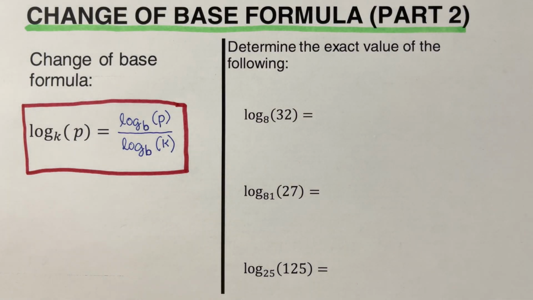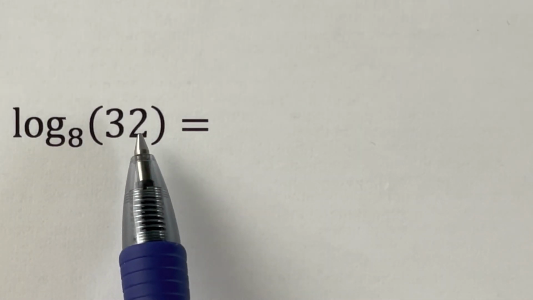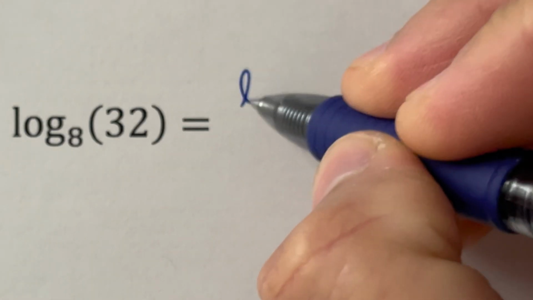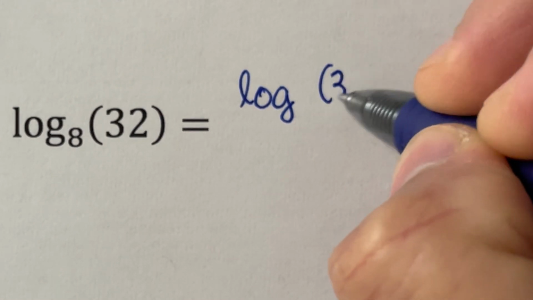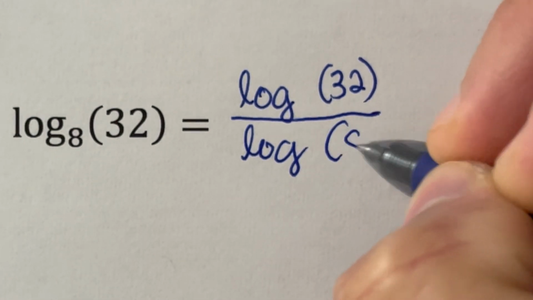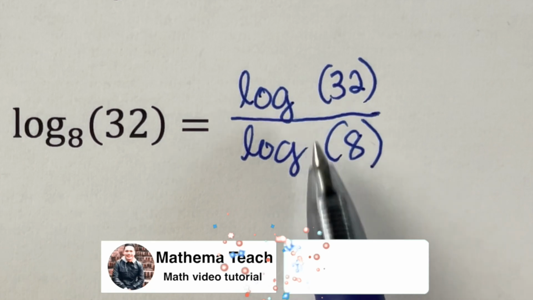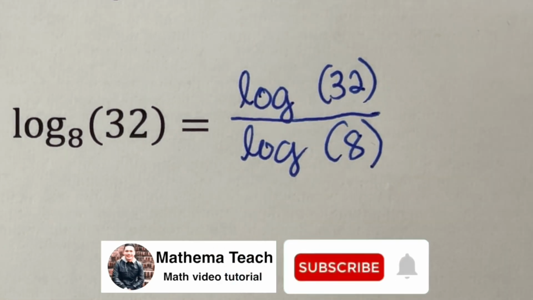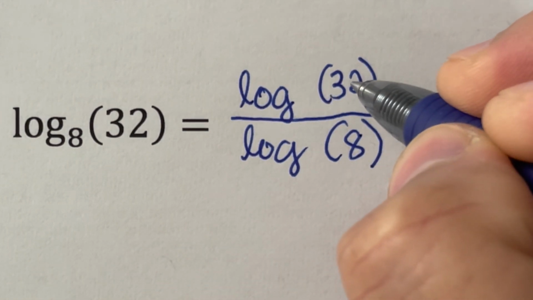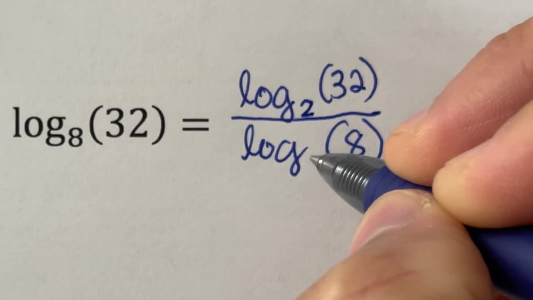So let's take this first example: log base 8 of 32. Using the change of base formula, we can rewrite this as log of 32 over log of 8. Now, we are going to determine what should be the base for this. You can pick any number. However, we can say that our base here would be 2 because both 32 and 8 are divisible by 2. So I'm just going to write 2 for both of them.